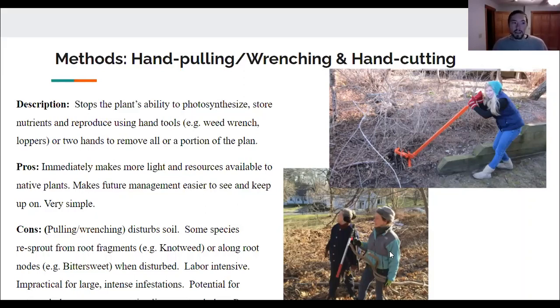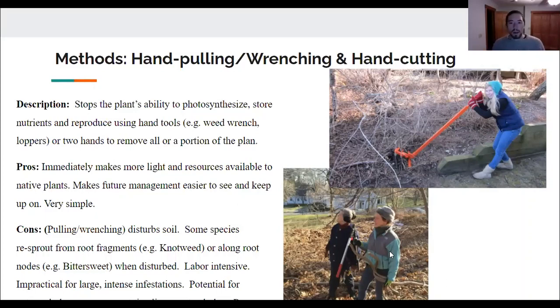native plants. If you are wrenching out large shrubs, even though it's pretty likely that they'll probably resprout, it makes future management a lot easier to see, considering you don't have this large shrubby bush taking up a lot of visual space. And both methods are just generally really simple to execute and to implement.